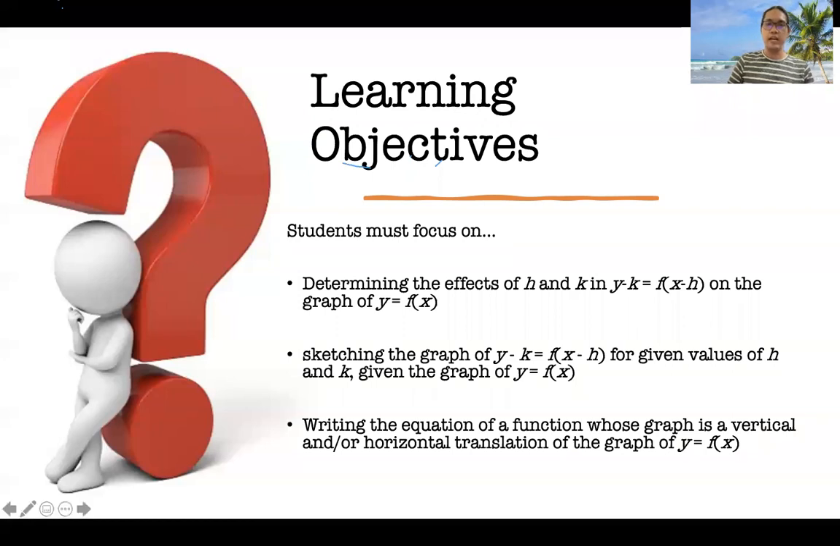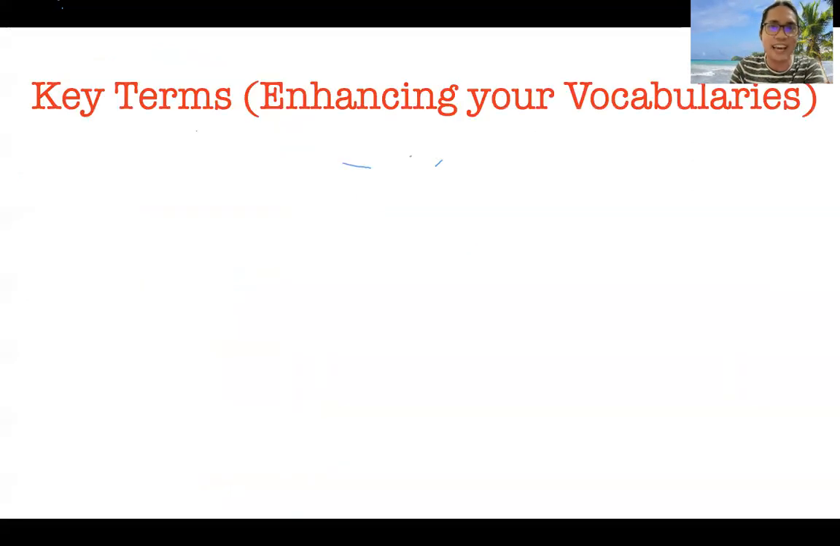And of course, the last objective that we're going to learn in this session is about writing the equation of a function whose graph is a vertical and or horizontal translation of the graph of y equals f of x. So are you ready? I guess you're all ready. Let's get it on.